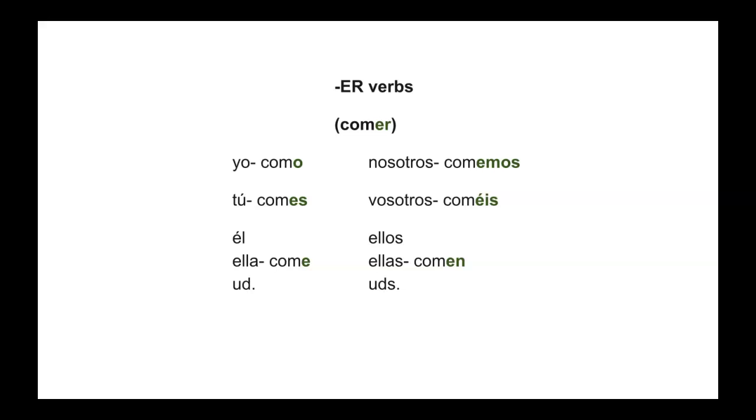Now for the ER verbs. Okay, so same drill. Next to your AR verbs, I want you to write ER verbs. Then I want you to write all the subject pronouns once again. And then write o, es, e, just the letters in green. Emos, éis, en. All right, that's how you pronounce this. Emos, éis, en. Get all those endings written down.